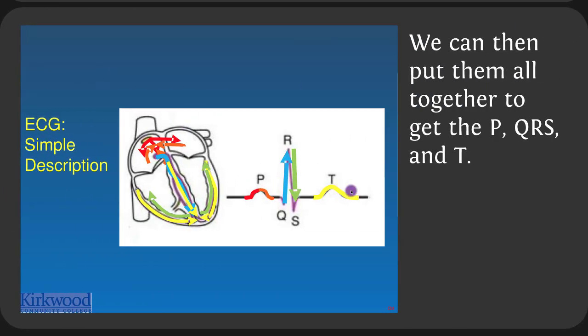We can put them all together to get the P, QRS, and T. Atrial depolarization, atrial repolarization, down the septum, up the sides of the heart, and then repolarization as the T wave. So that's the simple EKG.